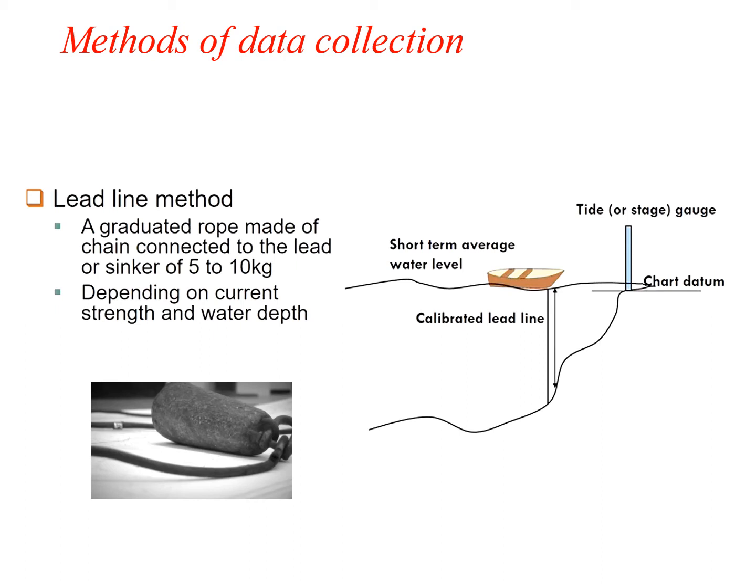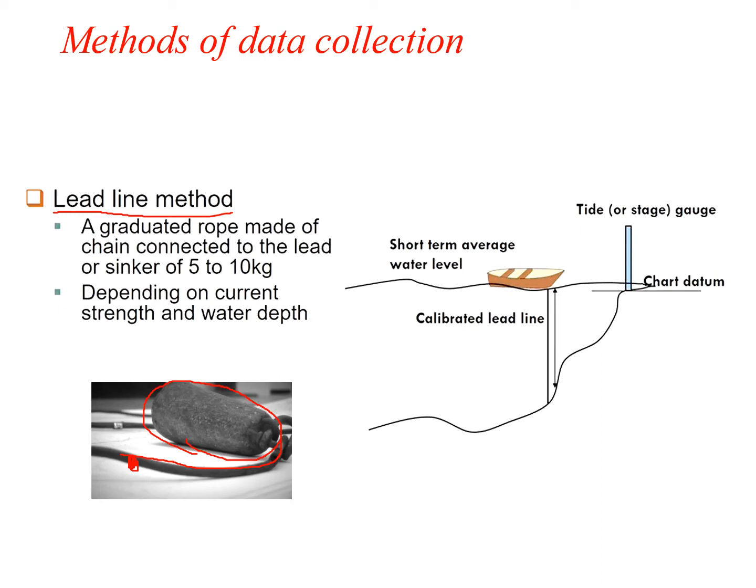Okay, now let us see the methods of data collection in detail. This is the sounding method. The first one is called the lead line method. What is the lead line method? The material here is lead, which has weight. It is connected to a rope, and at regular intervals there are some pins which give the distance. It may also be a graduated one.